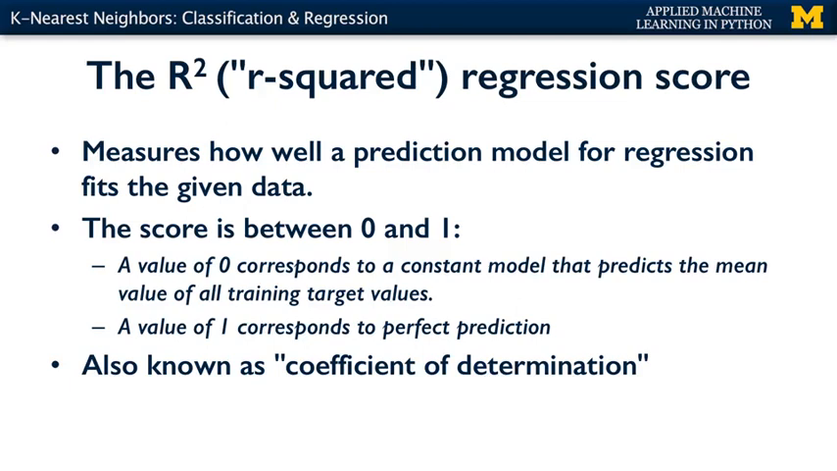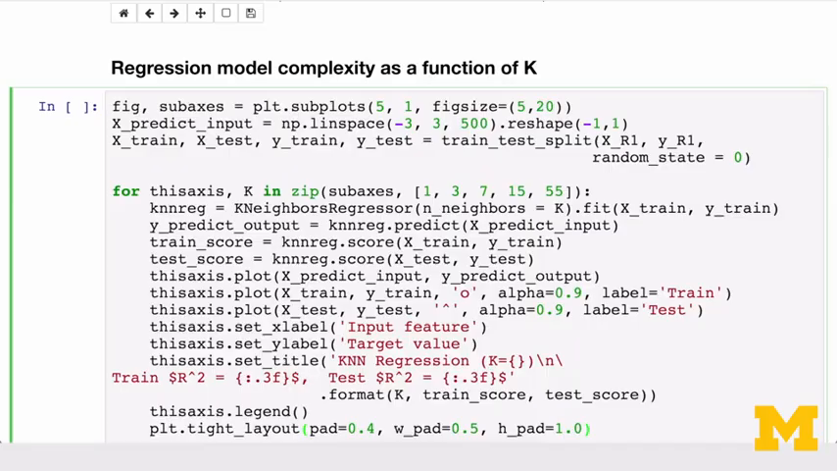For the R-squared value, a value of 1 corresponds to the best possible performance, a model that makes perfect predictions. A value of 0 corresponds to a model that makes a constant value prediction that's always just the mean value of all the training target values. The R-squared value is sometimes known as the coefficient of determination. Just as we did for classification, let's look at the connection between model complexity and generalization ability as measured by the R-squared training and test values on this simple regression dataset.